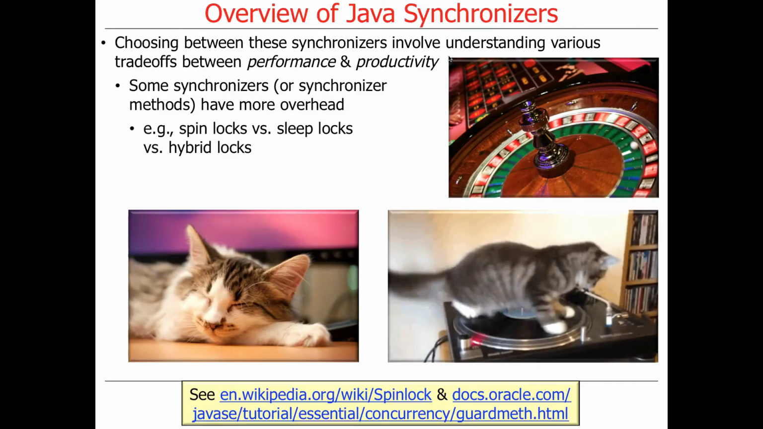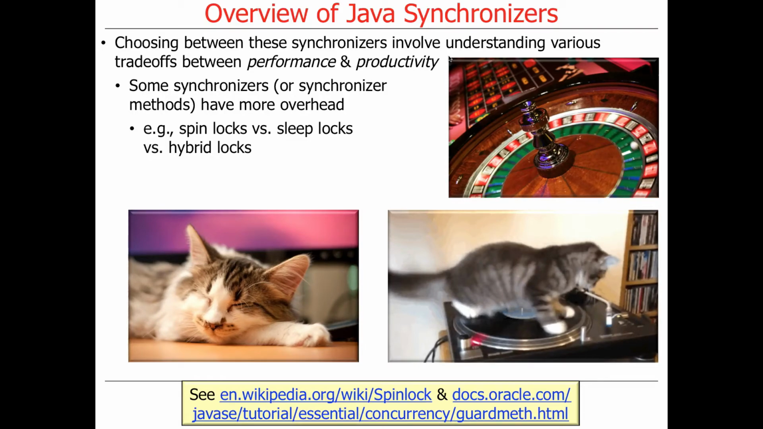So here are some examples. Some of the synchronizers we just talked about, and in some cases even individual methods on those synchronizers, have more overhead. But that's usually because they're doing more stuff. Some examples include things like Spinlocks versus Sleeplocks versus hybrid locks. A Spinlock, as we talked about when we discussed the compare and swap operation, is where you repeatedly test the internal hardware to see whether some region of memory has the right state, either 0 or 1. And that's super fast, but you're spinning, so you're also burning CPU cycles, possibly excessively.